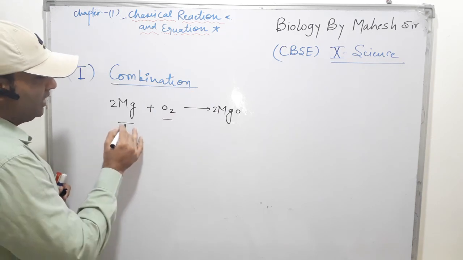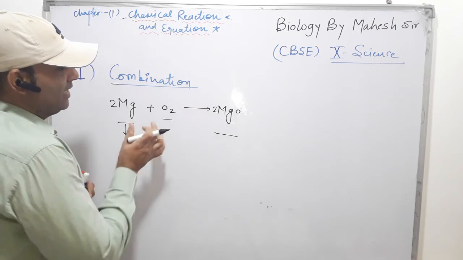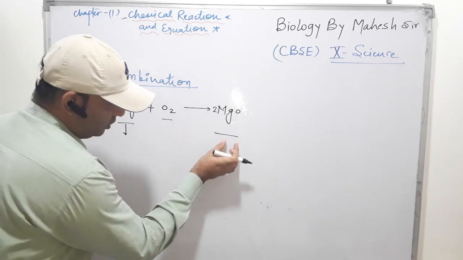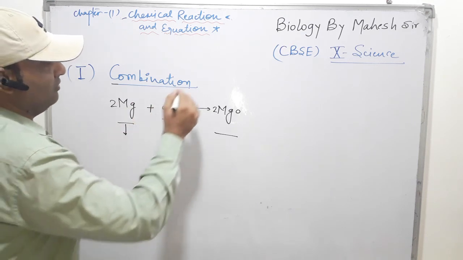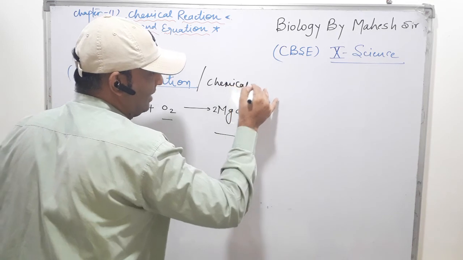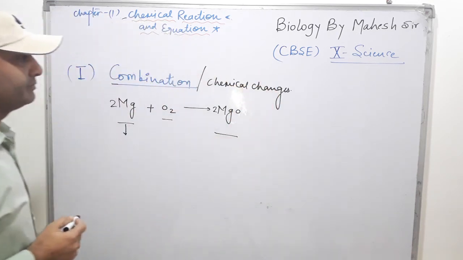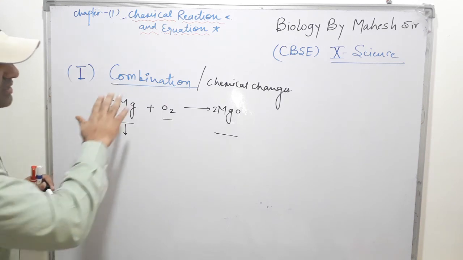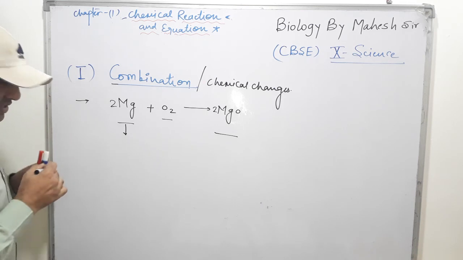Now the chemical property of magnesium is different from magnesium oxide. The chemical property of oxygen is different from the oxide present in magnesium. So it is a combination reaction, or we can say it is a chemical reaction or chemical change. Clear? So you can take these as chemical changes. Now we take another example of these types of changes.